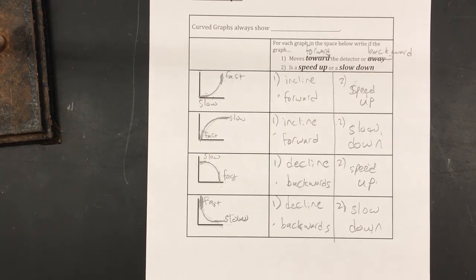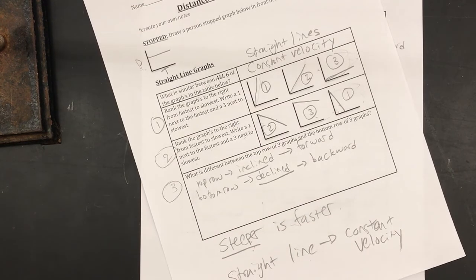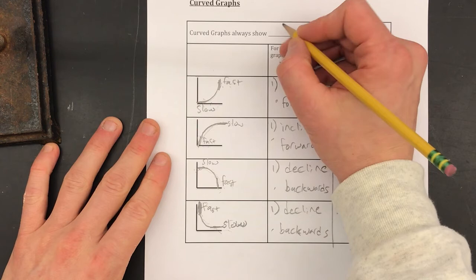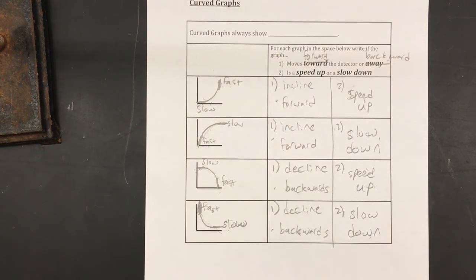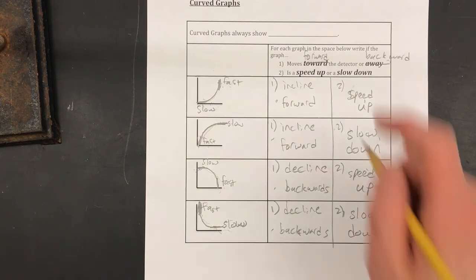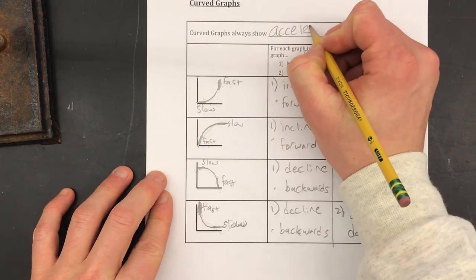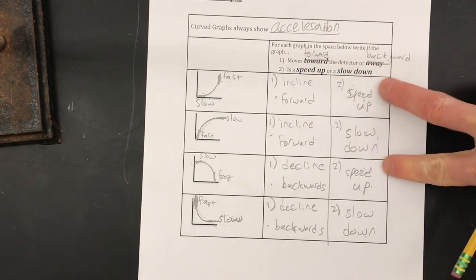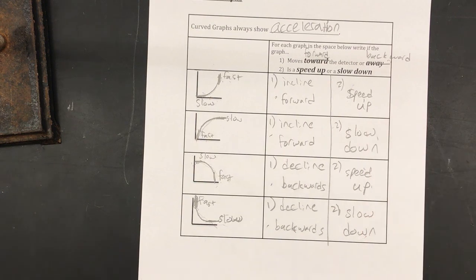Now our last question we want to look at is, what do curve graphs always show? Well, we know straight lines always show constant velocity. But what is the opposite of constant velocity? It's change. So curve graphs always show a change in velocity, which we have a special word for here in physics. Whether it is a speed up change or a slow down change, that is called an acceleration. Curve graphs always show a change in speed, whether it is a speed up or it is a slow down. A change is an acceleration.